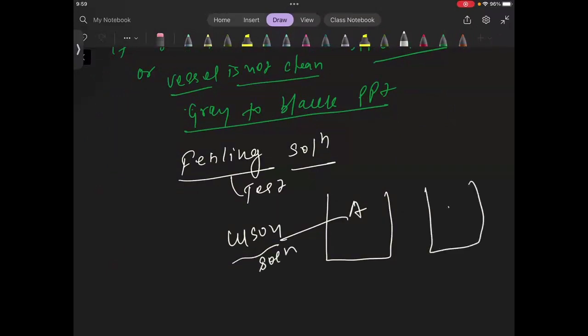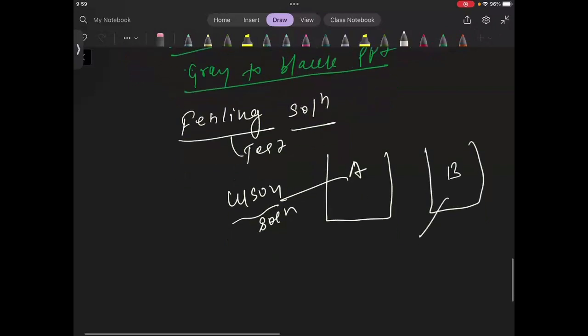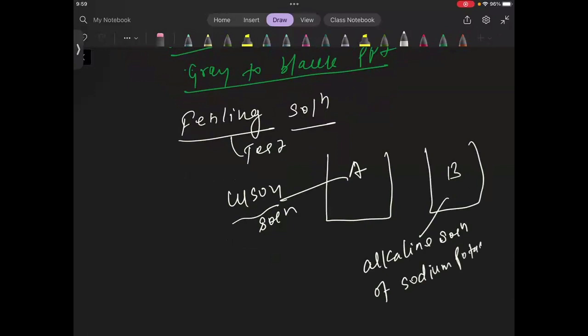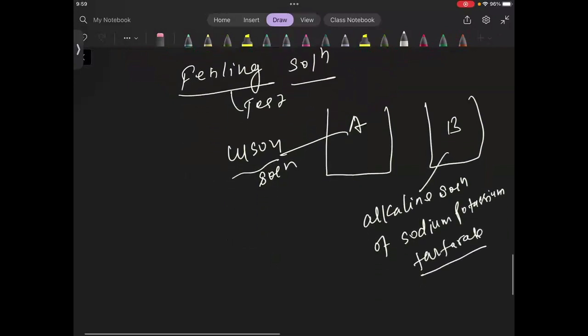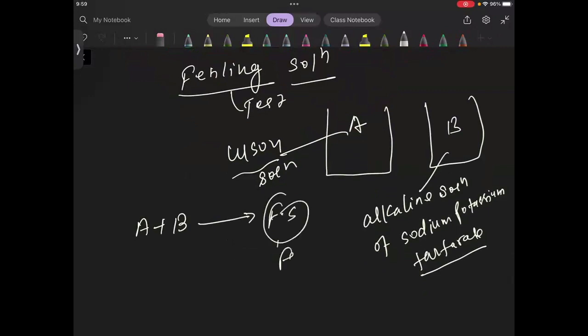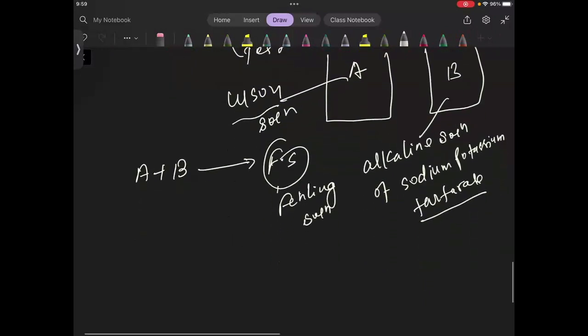And students, B contains alkaline solution of sodium potassium tartrate. So when both A and B are combined, then you will get the Fehling solution. Correct? Now first we understand here. Just understand, there is no need to memorize these whole things. Directly you keep in mind the Fehling solution.